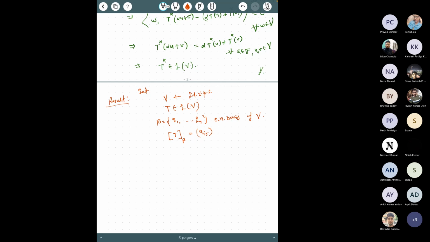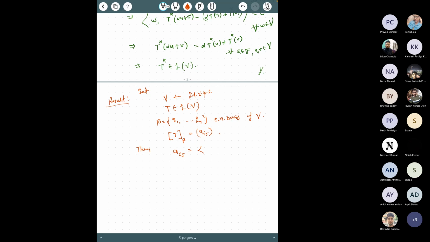Then, if this is the case, you can actually write what these entries Aij are explicitly, in advance. See, if I give you a linear operator on a finite dimensional vector space, and if I give you a basis, then you know that one can find its matrix representation.